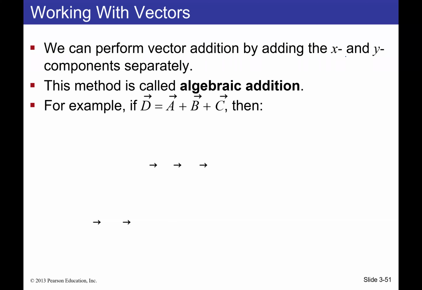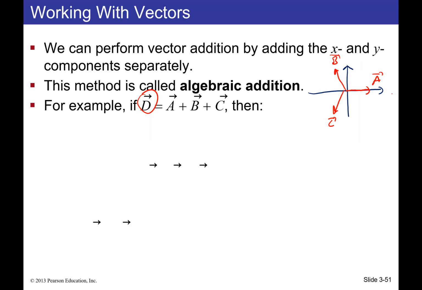For example, if we are adding 3 vectors together, let's say you have A, B, and C. Let me give you a picture here. Here's vector A, maybe here's vector B, and maybe here's vector C, and you're adding all those 3 vectors together to get this resultant D. How do we approach this type of problem?